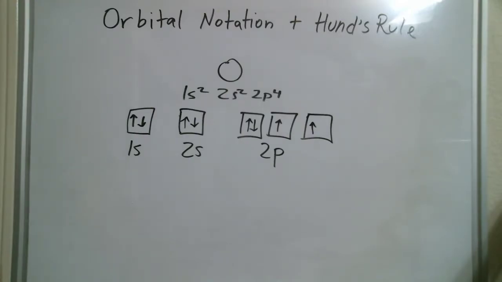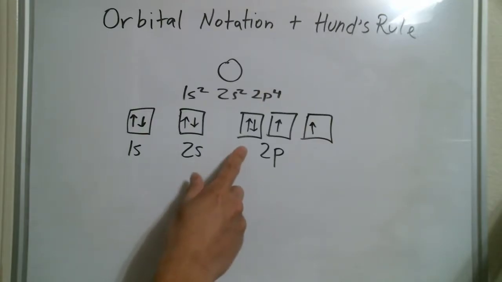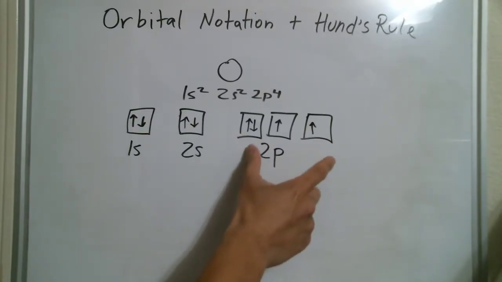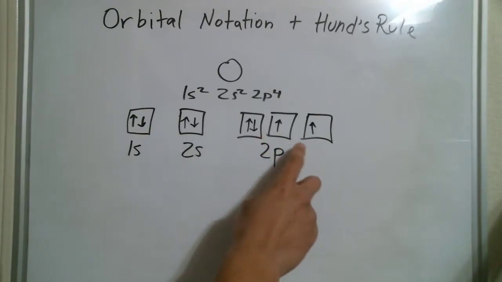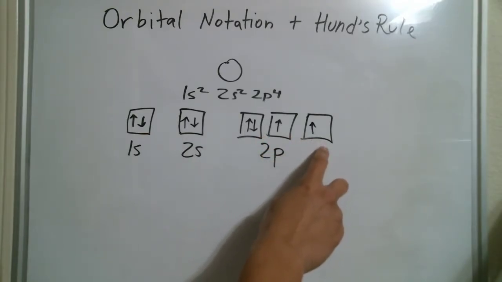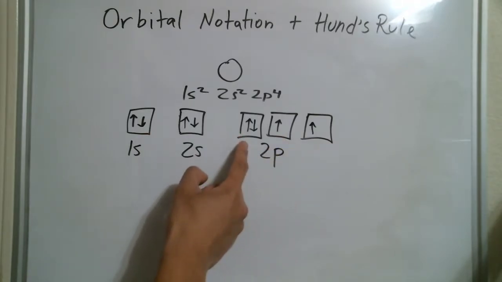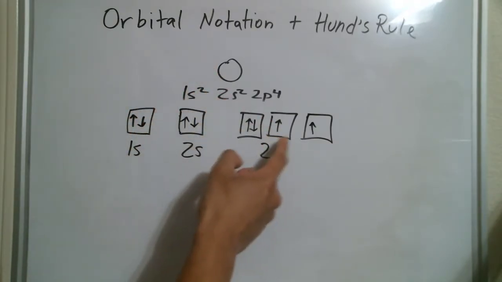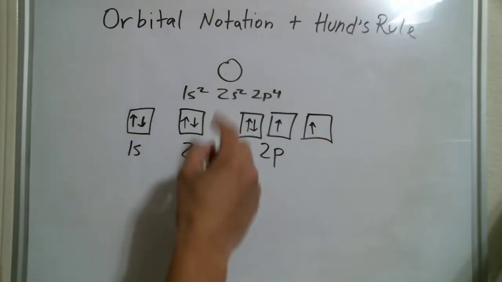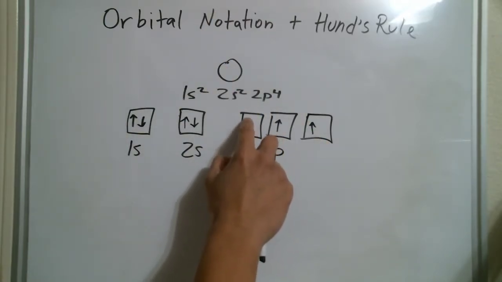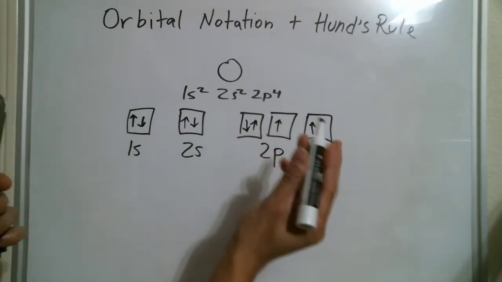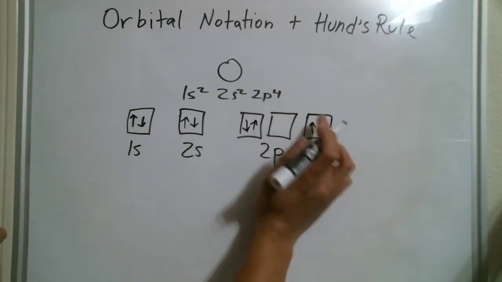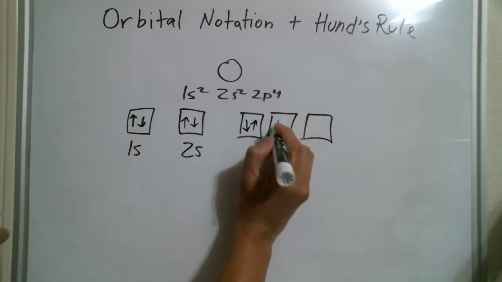Now, the second part of Hund's rule states that the first electron in the first orbital of a sublevel will determine the spin of the unpaired electrons, these two. So as you can see, this one's spinning up, and these two are spinning up also. If I switch this to spin down, then these two will also have to spin down.